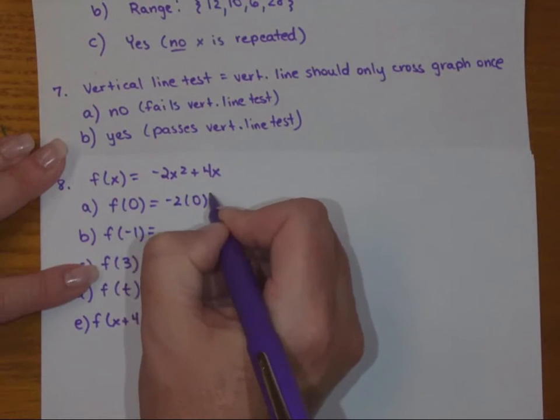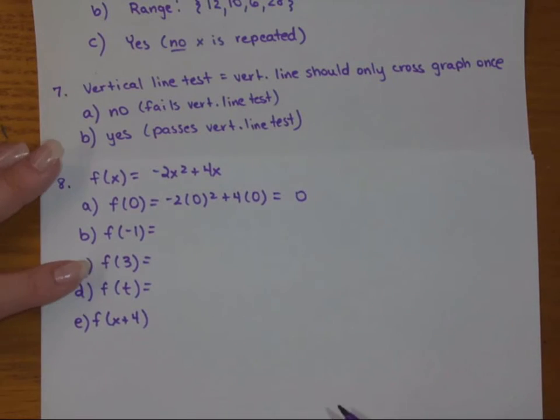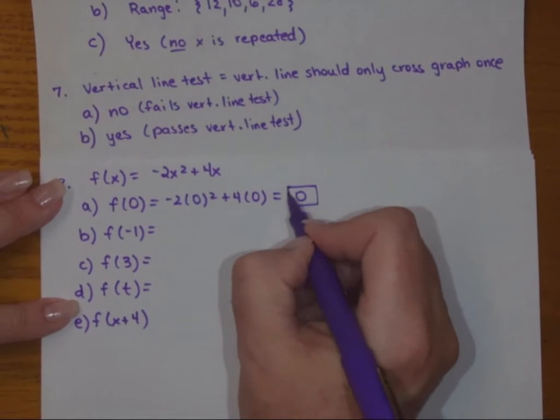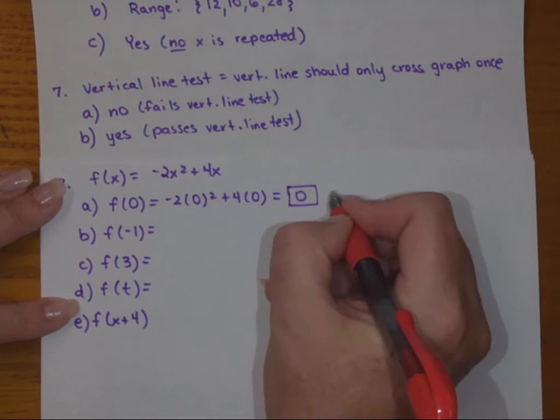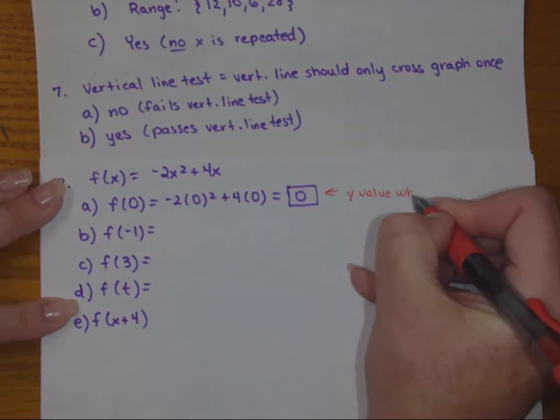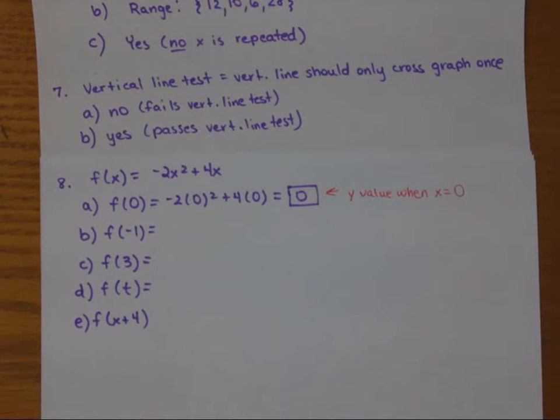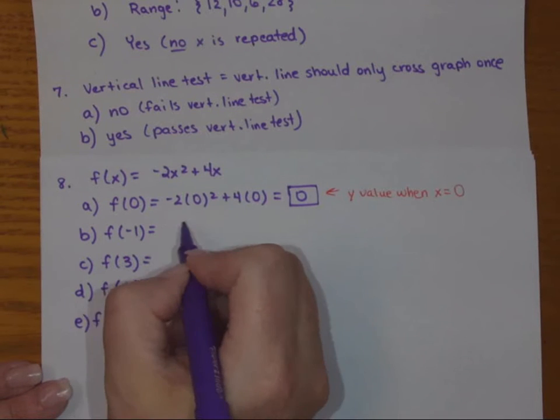So negative 2 times 0 squared plus 4 times 0. The first one I plug in 0 and I get 0. We're not going to do this for everyone, but make sure you get that this is actually the y value when x is 0. In other words, f of whatever means the y value. That'll help us on later questions throughout this review and on the test.